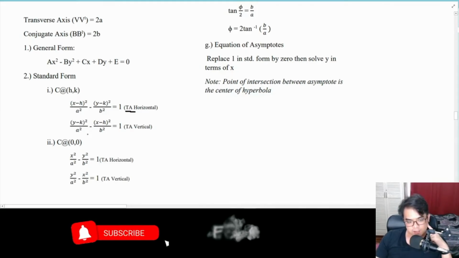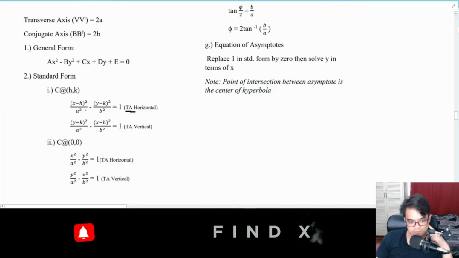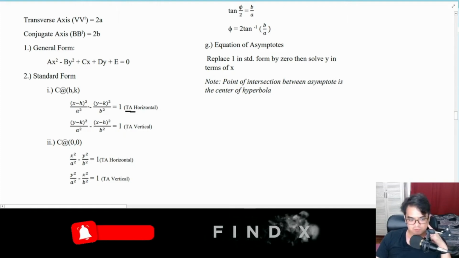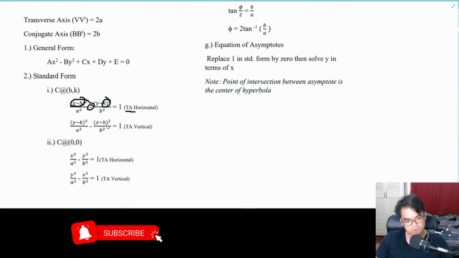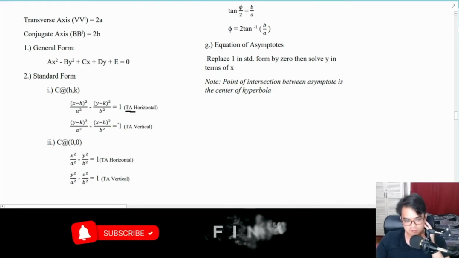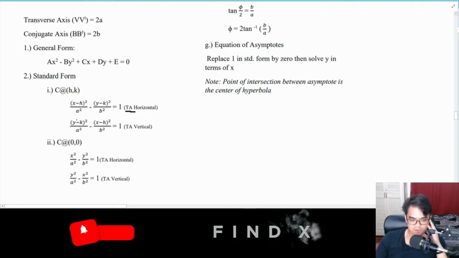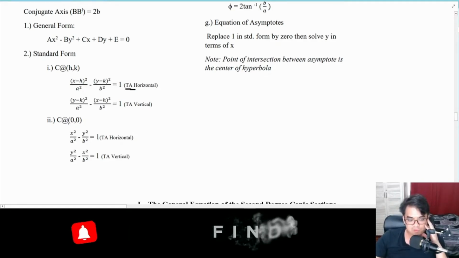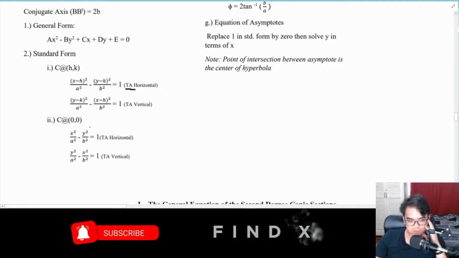But here what you will be looking for is whichever between x squared and y squared is positive, that will be the transverse axis. As you can see here, the positive is the x squared, but the y squared is negative. Therefore, the transverse axis will be horizontal. And if the y squared is positive and x squared negative, the transverse axis will be vertical. So this is at the center 0, 0 or origin. You just remove the h and k, but the principle is just the same.